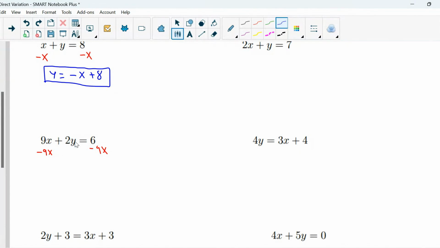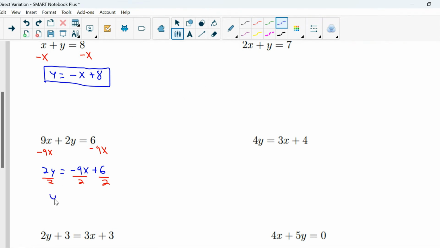Okay? This will leave us with just 2y on our left side equals negative 9x plus 6. Okay, we are completely solving for y, so we must get rid of our coefficient. So 2 times y, to undo multiplication, we must use division. Be careful here. When you divide 2 from this side, we must divide 2 to every element on our right side.